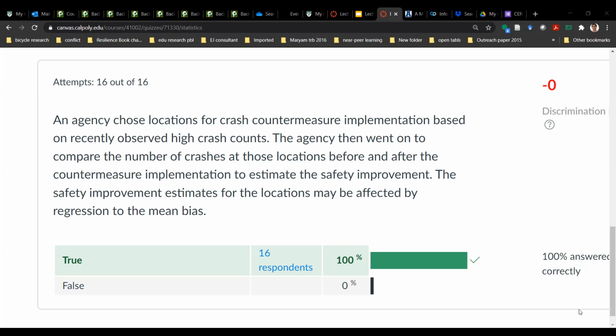So if it has been especially high for a few years, you can expect it to be especially low for the next few years. And then you would think that this is because of your intervention, if you made the intervention in the meantime, but that might just be the regression to the mean bias happening. So does that explain it, Spencer? Yeah. Okay, good.